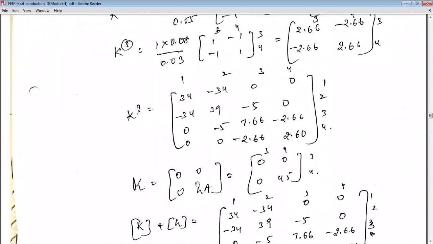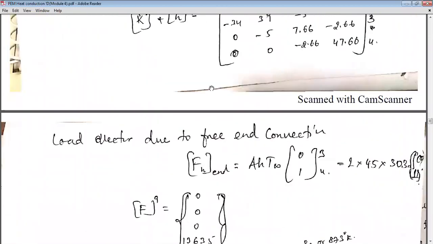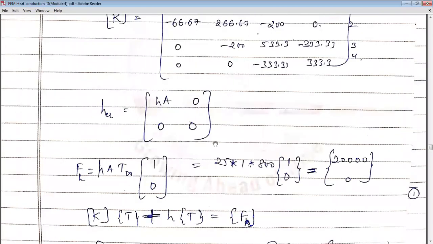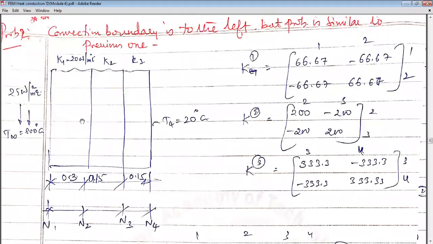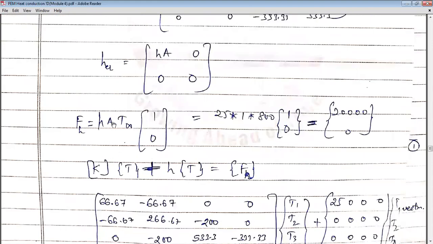In the previous one, everything is to the right. Here it is happening to the left. The question is to the left of the surface, so accordingly you modify the H matrix and load vector. H value is given as 25. For K1 to K3, just take the values from the previous one. Of course you will not get these values, but still you can try; the technique is the same, just to understand the methodology. Now we'll see HA.